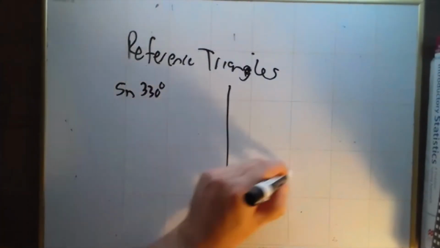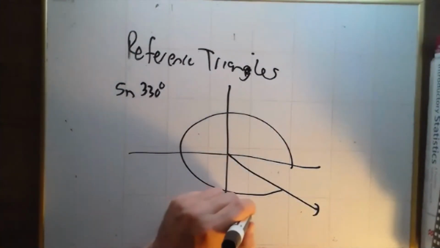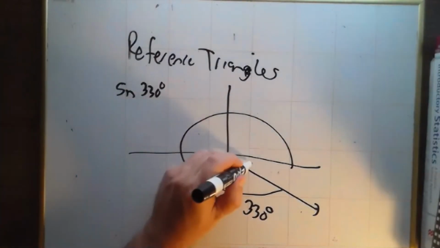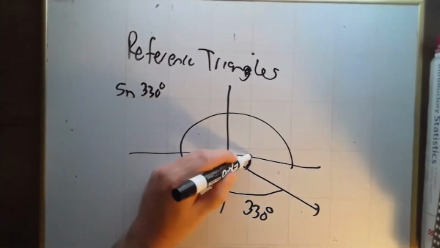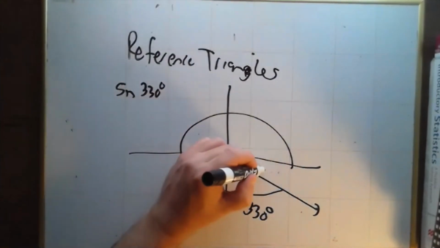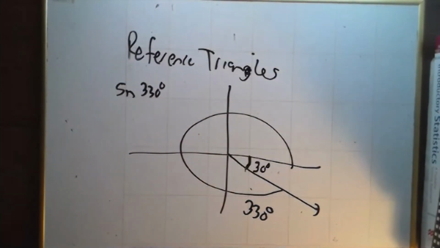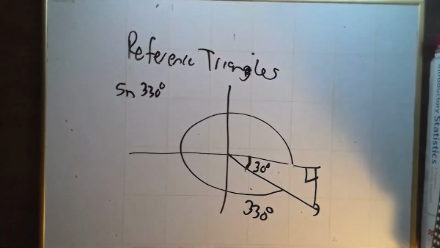Here's what I would do. 330 degrees lives here. That's 330 degrees. I don't care about that. I want the reference angle. The reference angle always lives against the x-axis. I want this angle, not this one, the one against the x-axis. Well, if I've gone 330, 360 is all the way around, so this little angle in here must be a 30-degree angle.